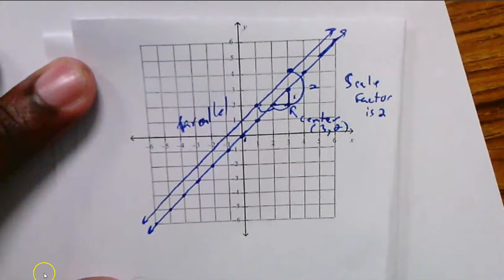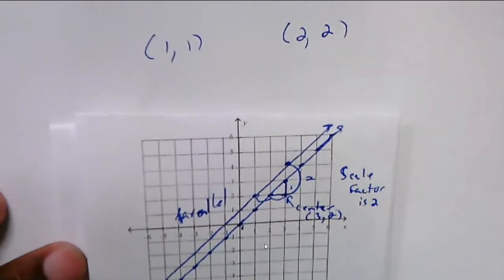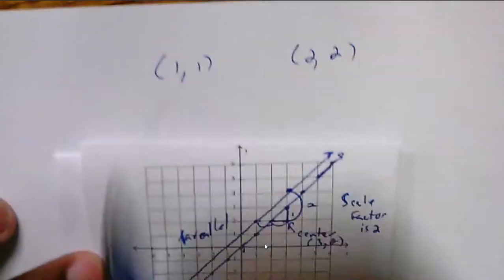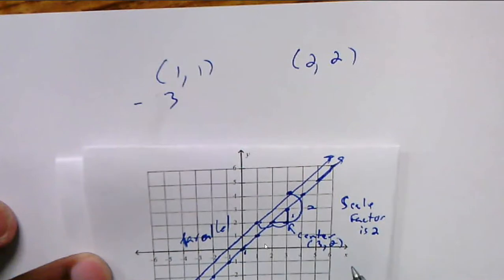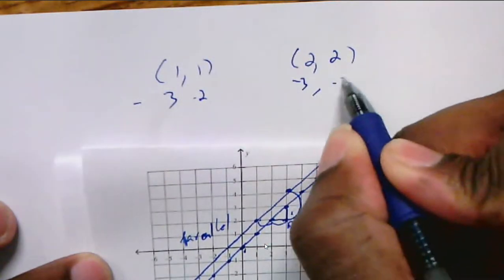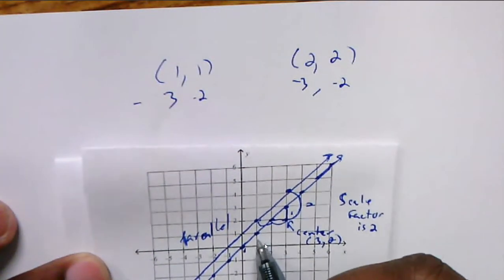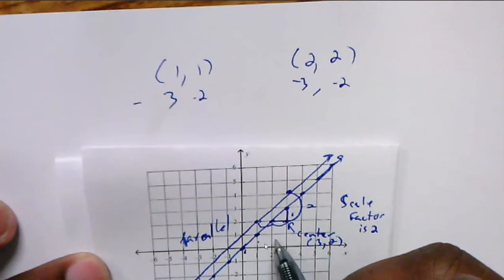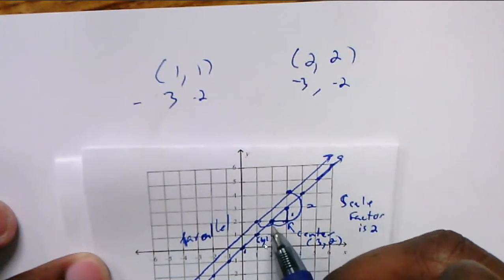For example, instead of doing it all visually, we'll use the algebra. We'll subtract our center from each of those coordinates. My center is (3, 2), so I subtract 3 and subtract 2 from each of my coordinates. Let's back it up. First of all, I chose two points on that line. This is the point (1, 1), and this is the point (2, 2).